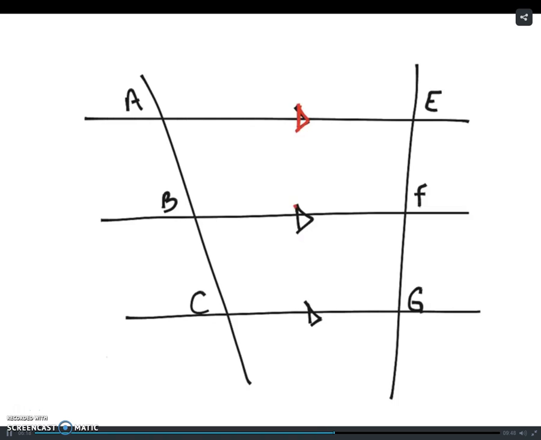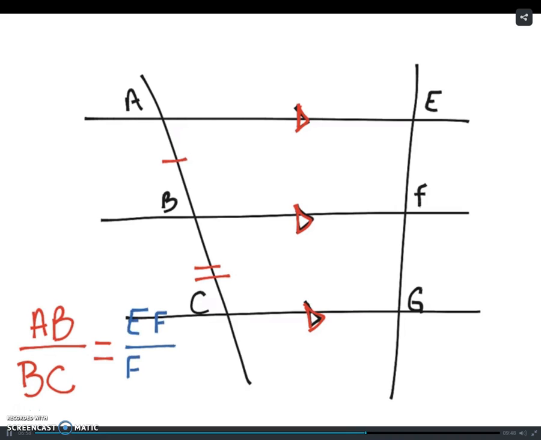So the first thing we're looking at here is that these 3 lines, AE, BF, and CG, are all parallel, and we know that because they each have a little triangle marked on them. And so if we know that these 3 lines are parallel, then we are going to be able to set up a proportion. So this is the proportion that we know we can set up. We could say AB over BC is proportional to EF over FG.